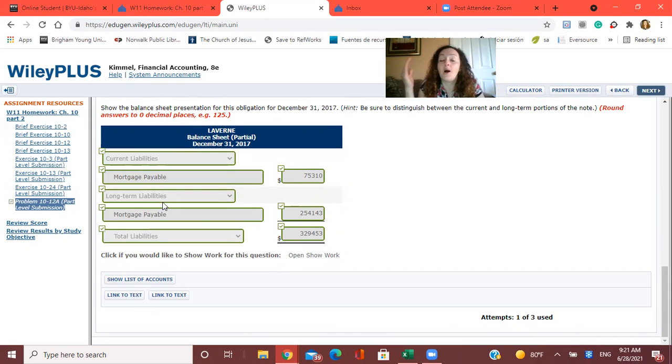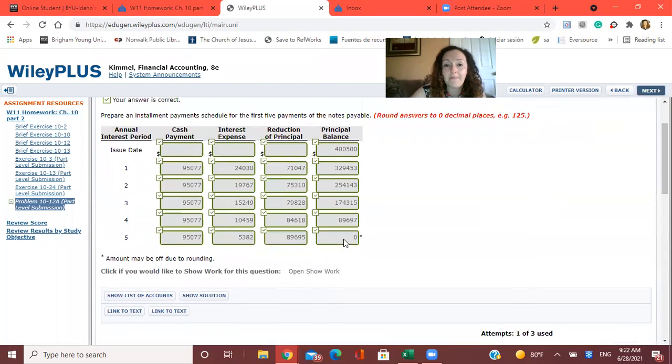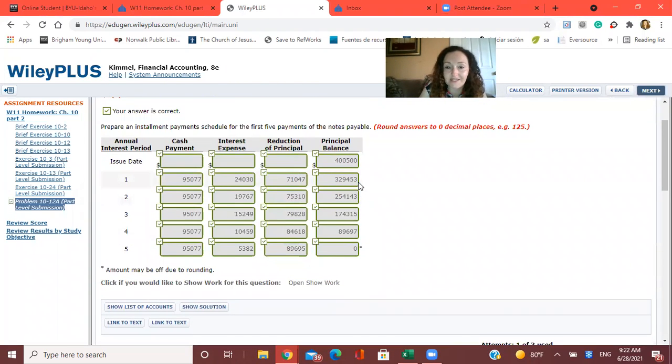because it's more than 1 year, it is long-term liability. If it is less than a year, the teacher says that is short-term liability, right? So this is long term, more than a year. So we have the mortgage payable, and we pay from the second year. This is the amount that we have pending, $329,453. That's the amount for the second year that you can see here.